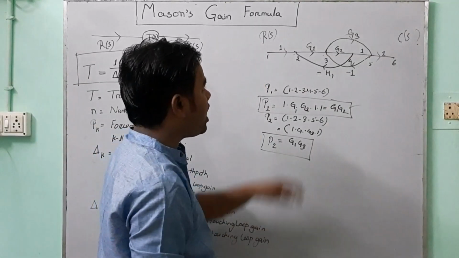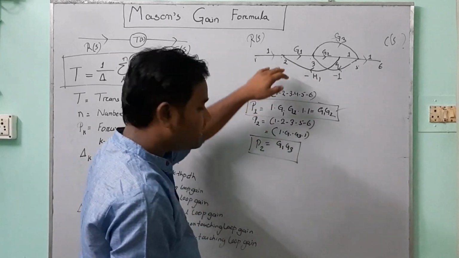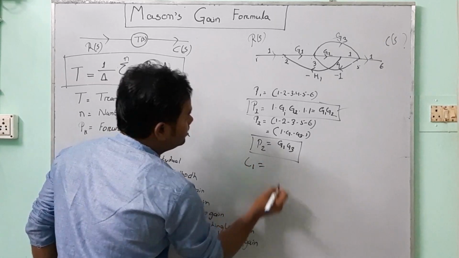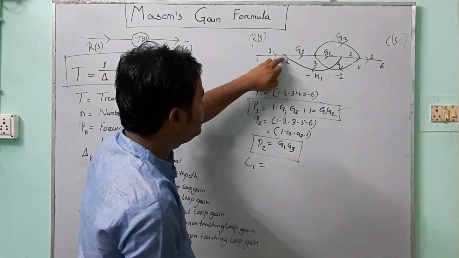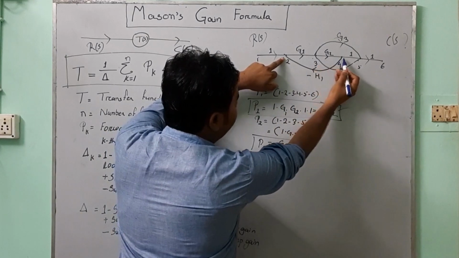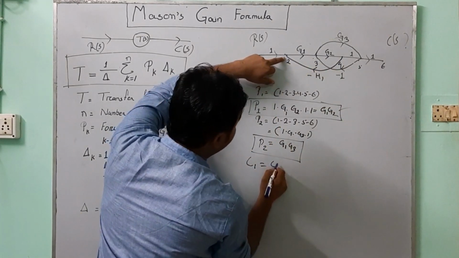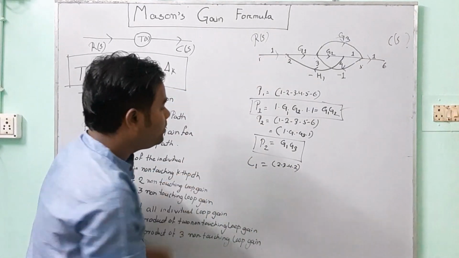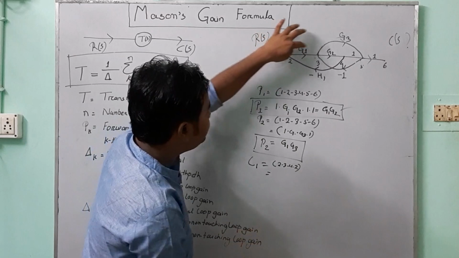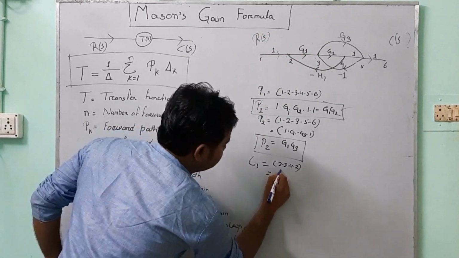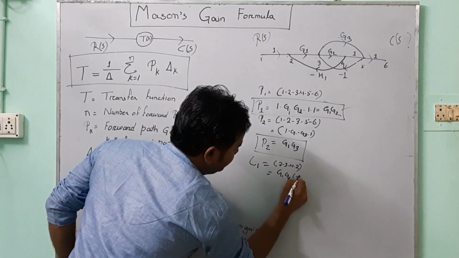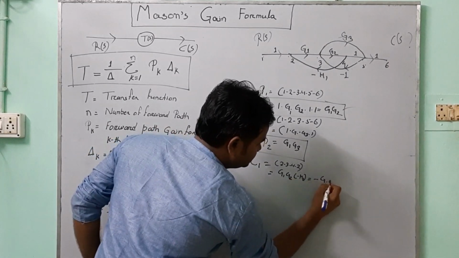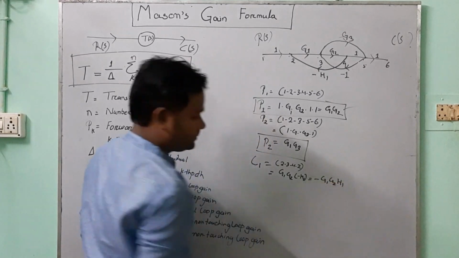Next we have to find how many loops are present. In this particular diagram we have 3 loops. Loop 1 starts from point 2 to point 3, 4 and again back to point 2. So what will be the loop gain here? Loop gain will be G1 into G2 into minus H1, that is equal to minus G1 G2 H1.